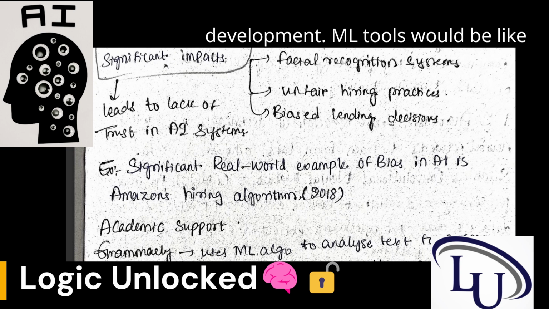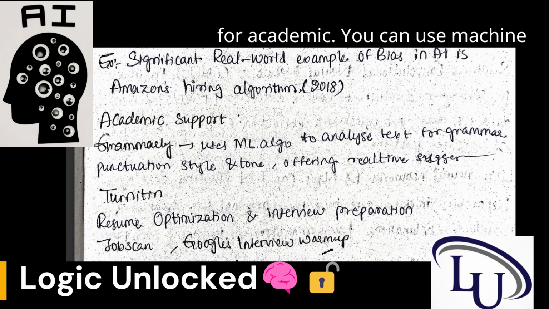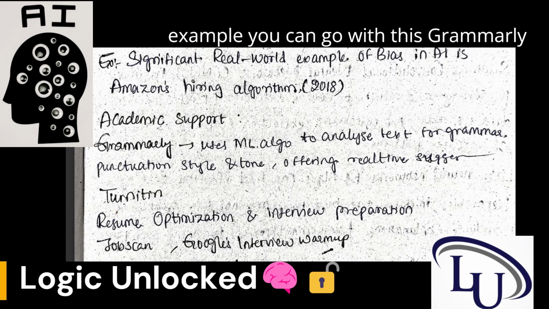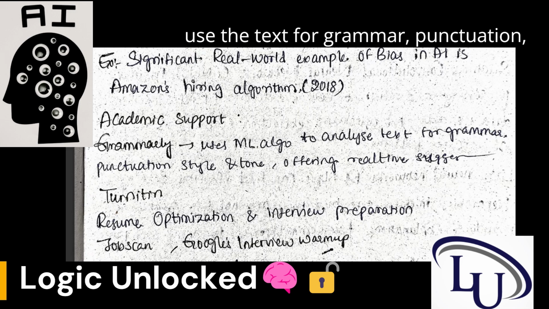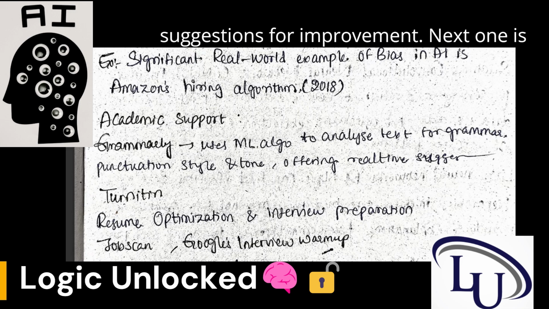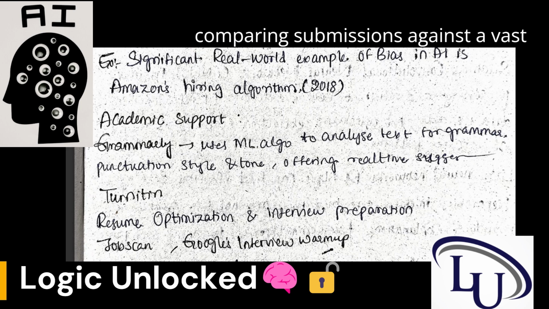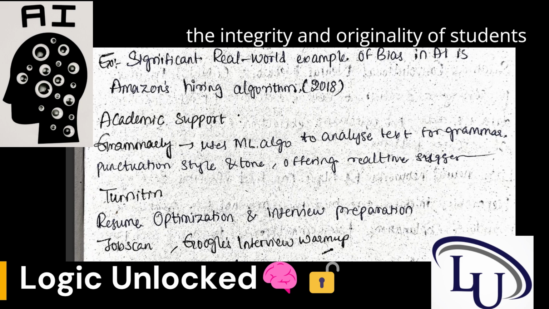ML tools for professional development. For academics, machine learning enhances academic support by providing instant AI-driven feedback on writing quality and originality. For example, you can go with Grammarly, which uses machine learning algorithms to analyze text for grammar, punctuation, style, and tone, offering real-time suggestions for improvement. Next is Turnitin, which leverages similar technology to detect plagiarism by comparing submissions against a vast database of academic content to ensure the integrity and originality of students' work.